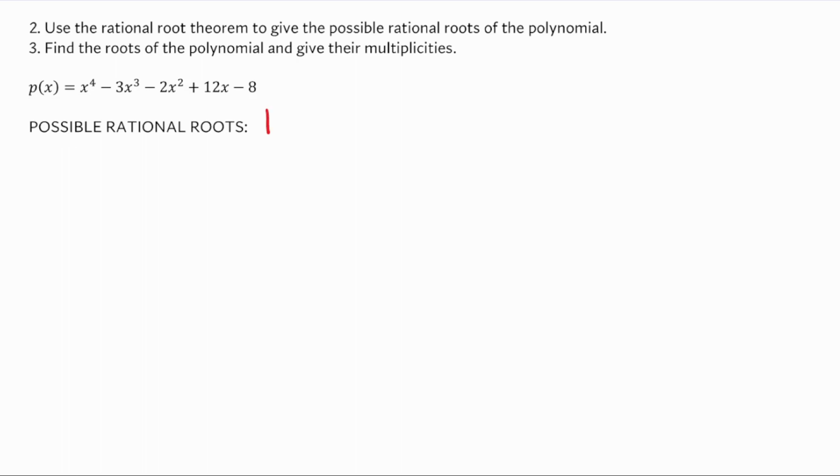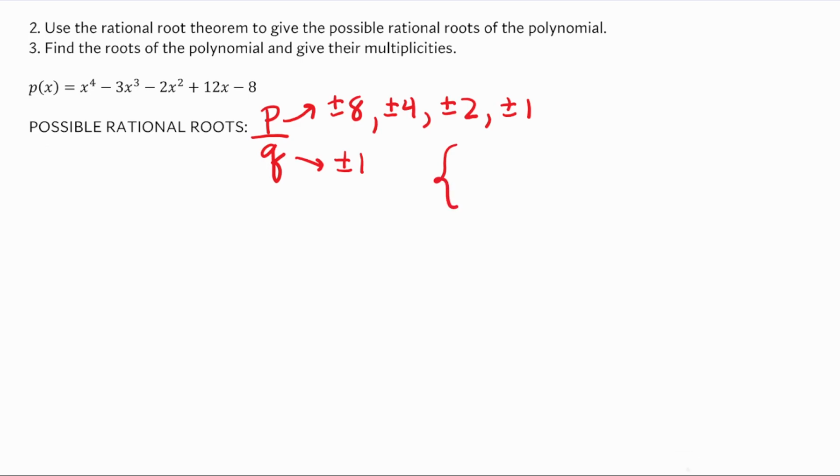So the possible rational roots will be of the form p over q, where p is any factor of 8, so I've got 8, 4, 2, and 1, and q is a factor of the leading coefficient. If I only have x to the fourth, that's 1x to the fourth, so I've just got 1. Meaning that my set of all possible rational roots is 8 divided by 1, 4 divided by 1, 2 divided by 1, 1 divided by 1, and the negatives of those.